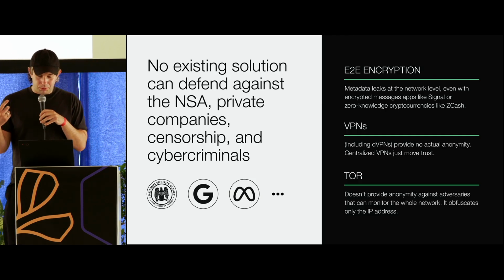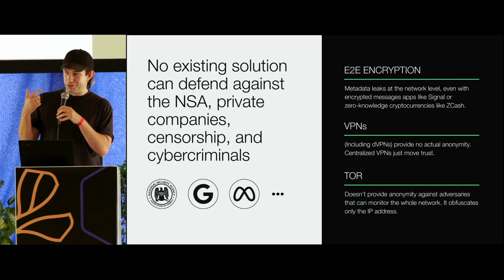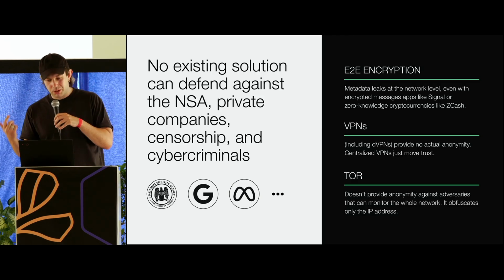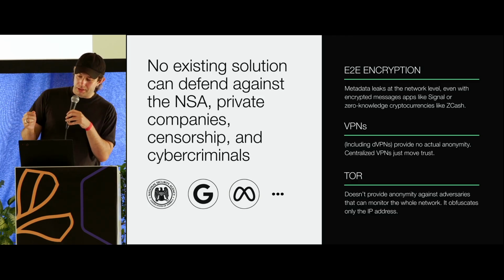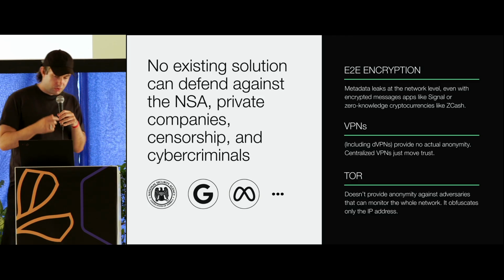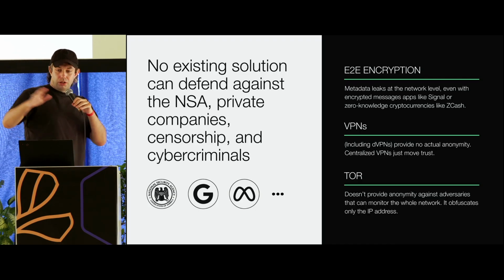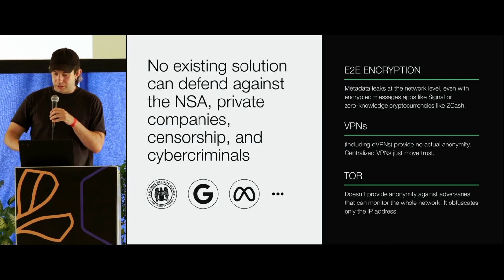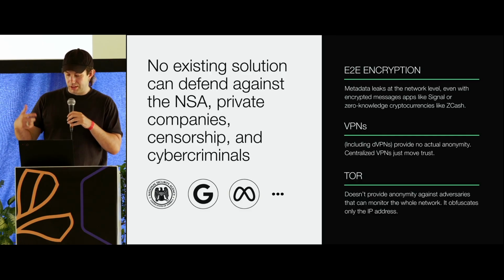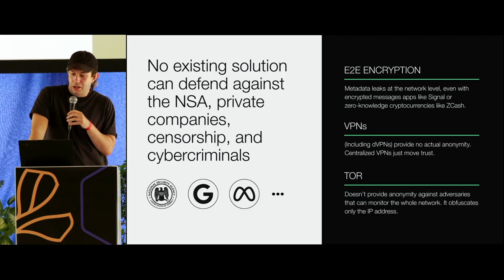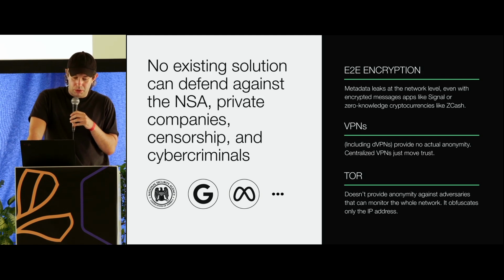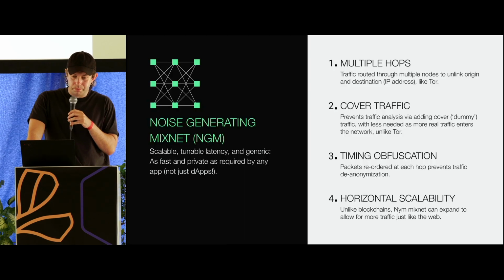VPNs don't necessarily help you either. Centralized VPNs, you're just trusting them to not sell all of your data. Lots of them do, or they can be leaned on. And even with Tor, if your adversary can watch all the ins and outs of the entire network, then you're not necessarily as defended as you were in the past. Unfortunately, this kind of adversary is something that, when Tor was being designed, was seen as sci-fi, but now it's very real.